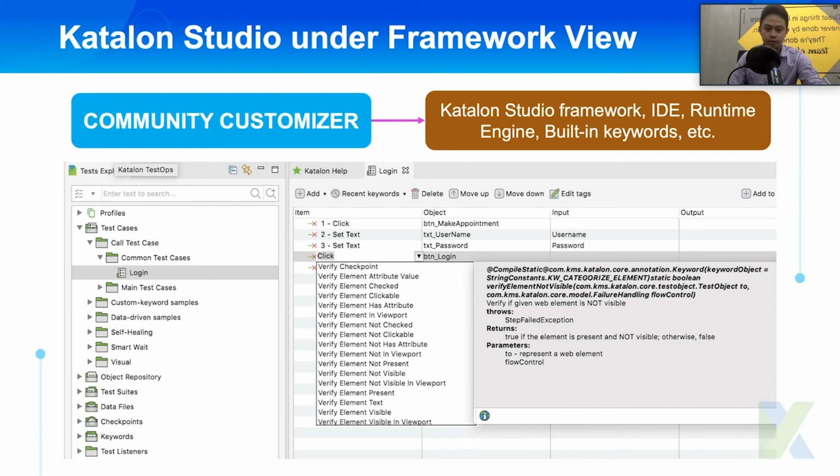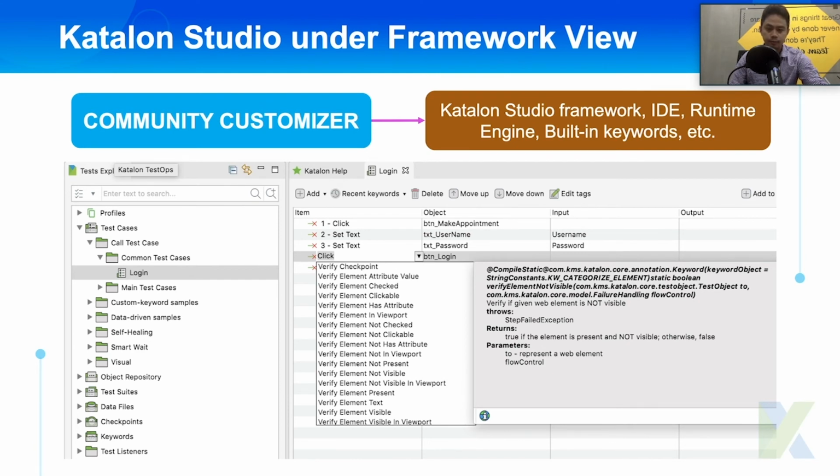And with the Katalon customizer, we have a rich set of built-in keywords. So people can utilize our keywords to build their script, and they don't need to touch the lower level to build any more things to work with Studio. But then we open for that capability.